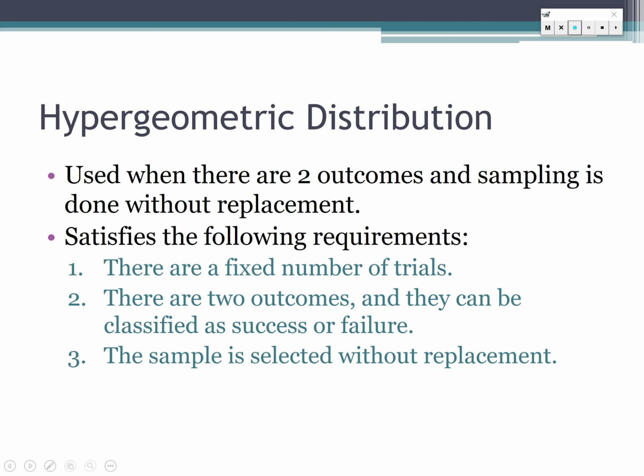Our third distribution is called the hypergeometric distribution. It's used when there are 2 outcomes and sampling is done without replacement. It satisfies the requirements of there being a fixed number of trials. There's 2 outcomes, and they can be classified as success or failure. The sample is selected without replacement. So here's where we're varying big time from our binomial distribution. Now we're without replacement.